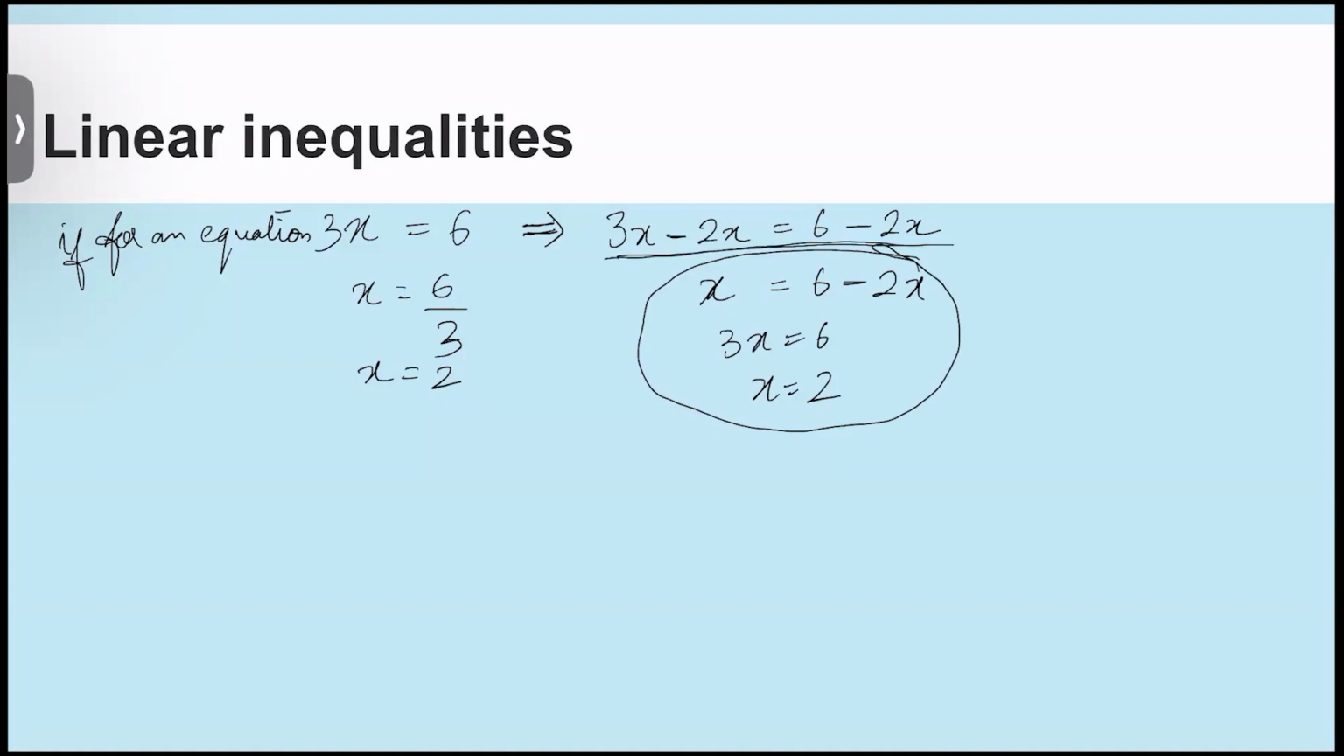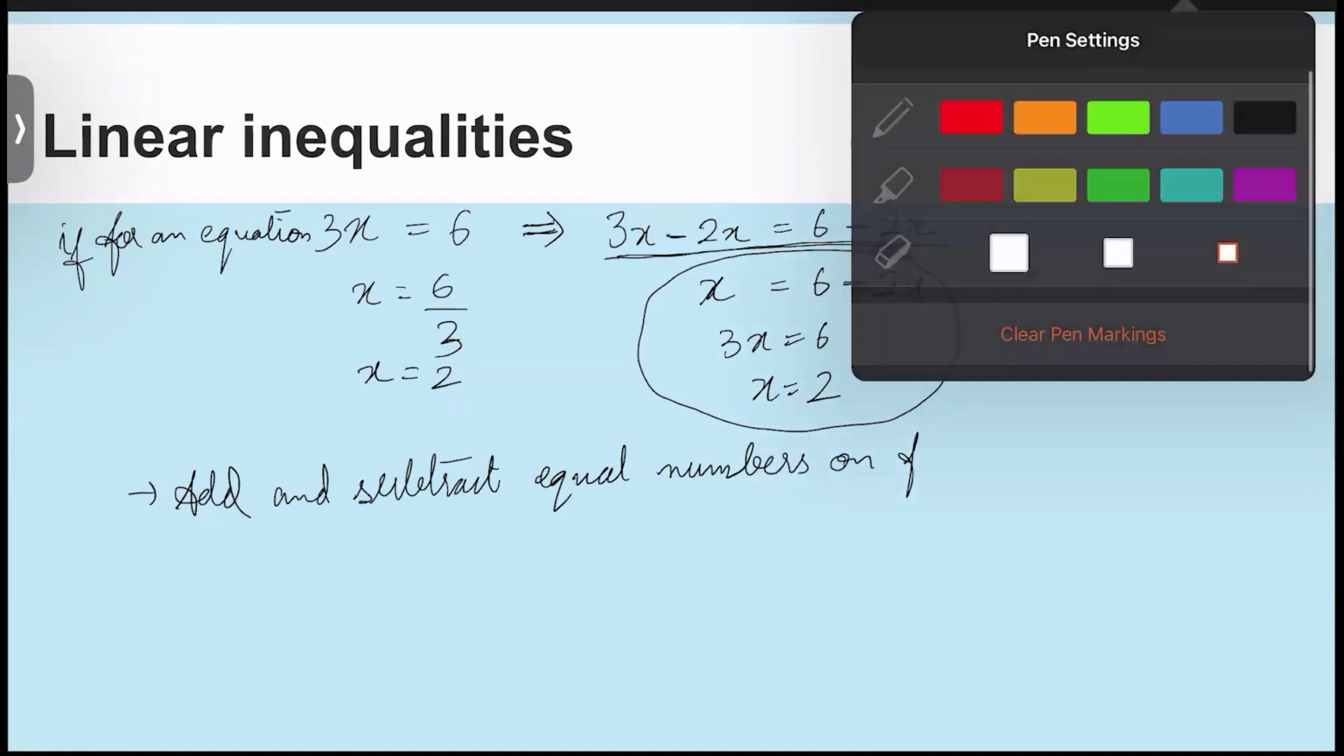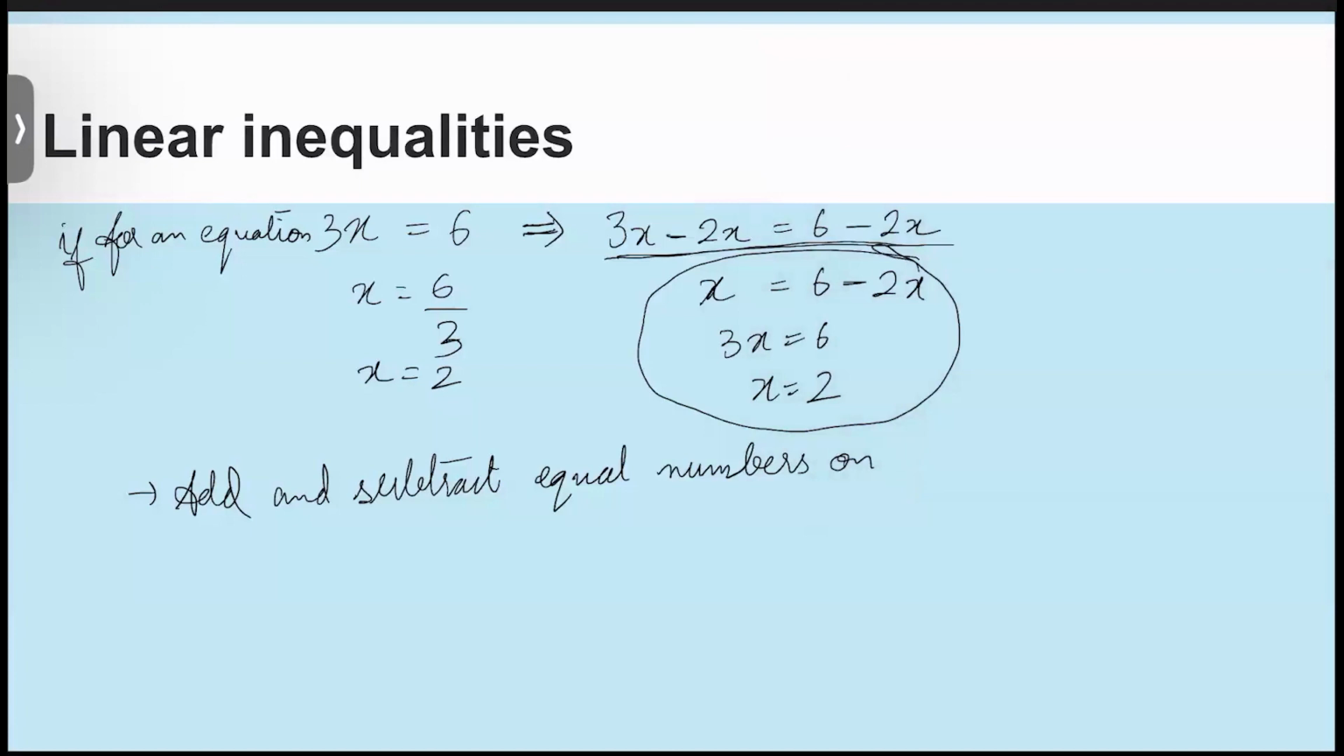Okay, for equations you can add equal numbers on both sides and subtract equal numbers on both sides.